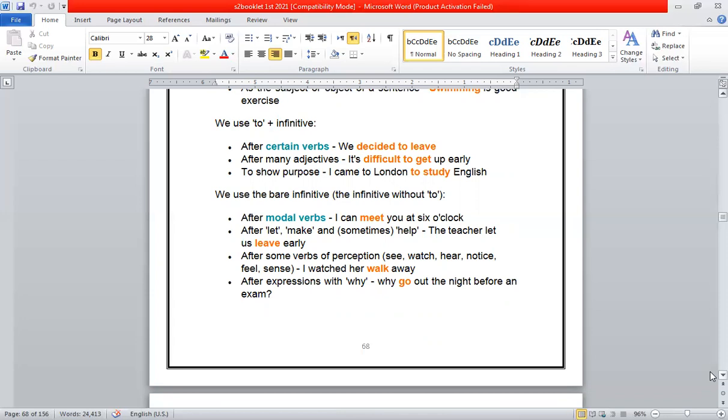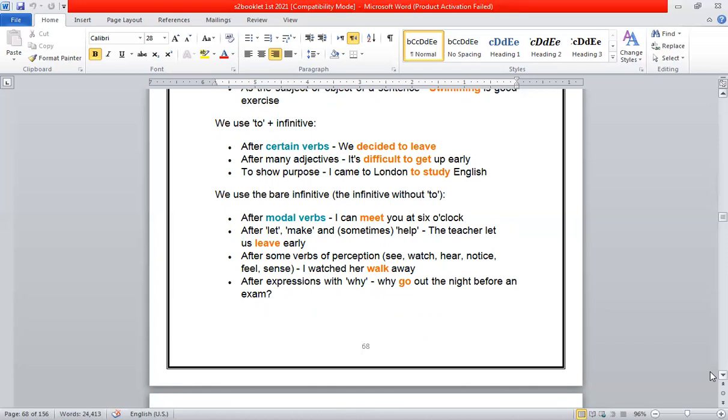The teacher let us leave early. Here we don't say let us to leave. Okay, let us leave. And after let, we must mention the object. The teacher is the subject. Let is the verb. Us is an object. Leave is the bare infinitive. So the bare infinitive after let must follow the object, like let us leave.